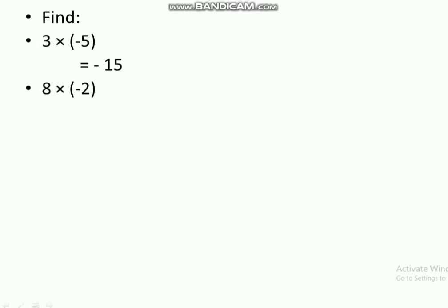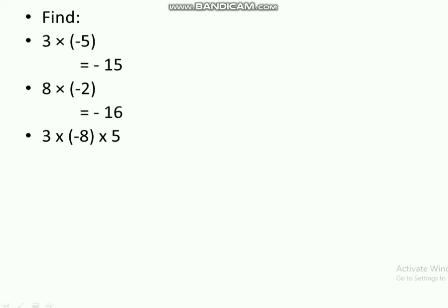Now what is 8 into negative 2? Just multiply 8 into 2. 8 into 2 is 16. And now count the number of negative signs in the question. We have only one negative sign. That means an odd number of negative signs. So our answer is negative 16.